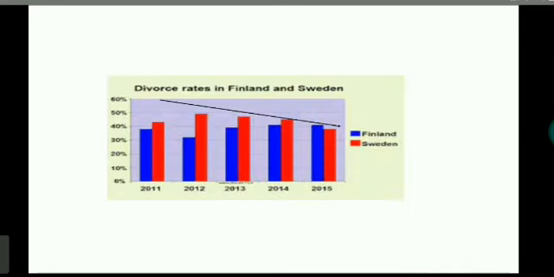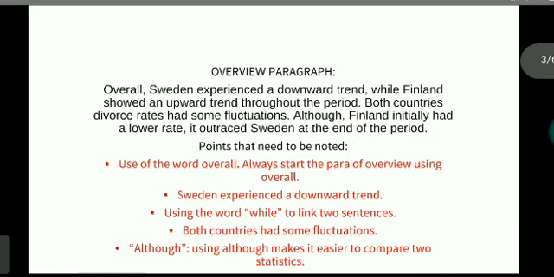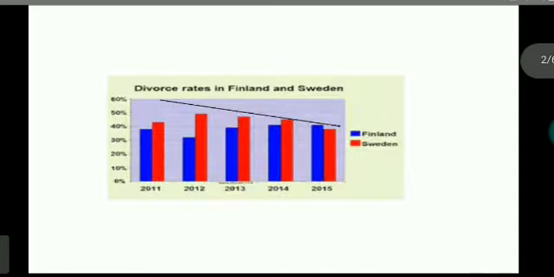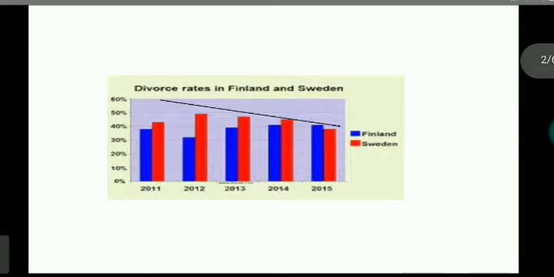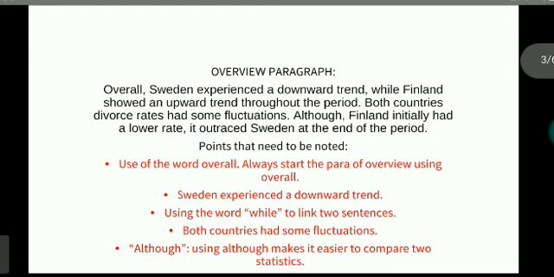So overall, Sweden experienced a downward trend. It's the downward trend. The red bars are lowering, while Finland showed an upward trend throughout the period. So the blue bars are increasing. So this is the first feature that we marked in the overview paragraph. So overall, Sweden experienced a downward trend, while Finland showed an upward trend throughout the period. So throughout the period goes from 2011 to 2015. Then just a full stop.